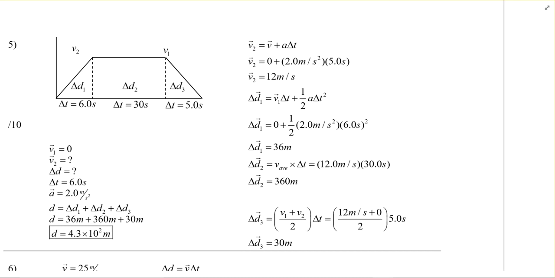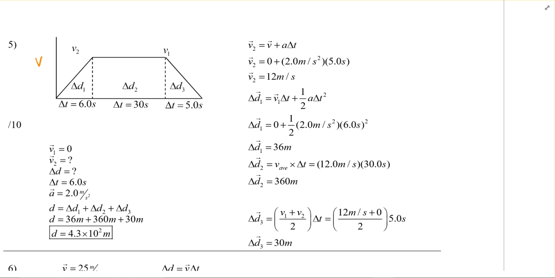So what I've got here is a picture of what happened, right? This is a velocity-time graph, with velocity on the y-axis and time along the bottom. On the velocity-time graph, a straight line like that means it's a constant acceleration, or it's accelerating. A flat line means it's moving at constant velocity, and then going down, it's accelerating again, but it's negative acceleration.